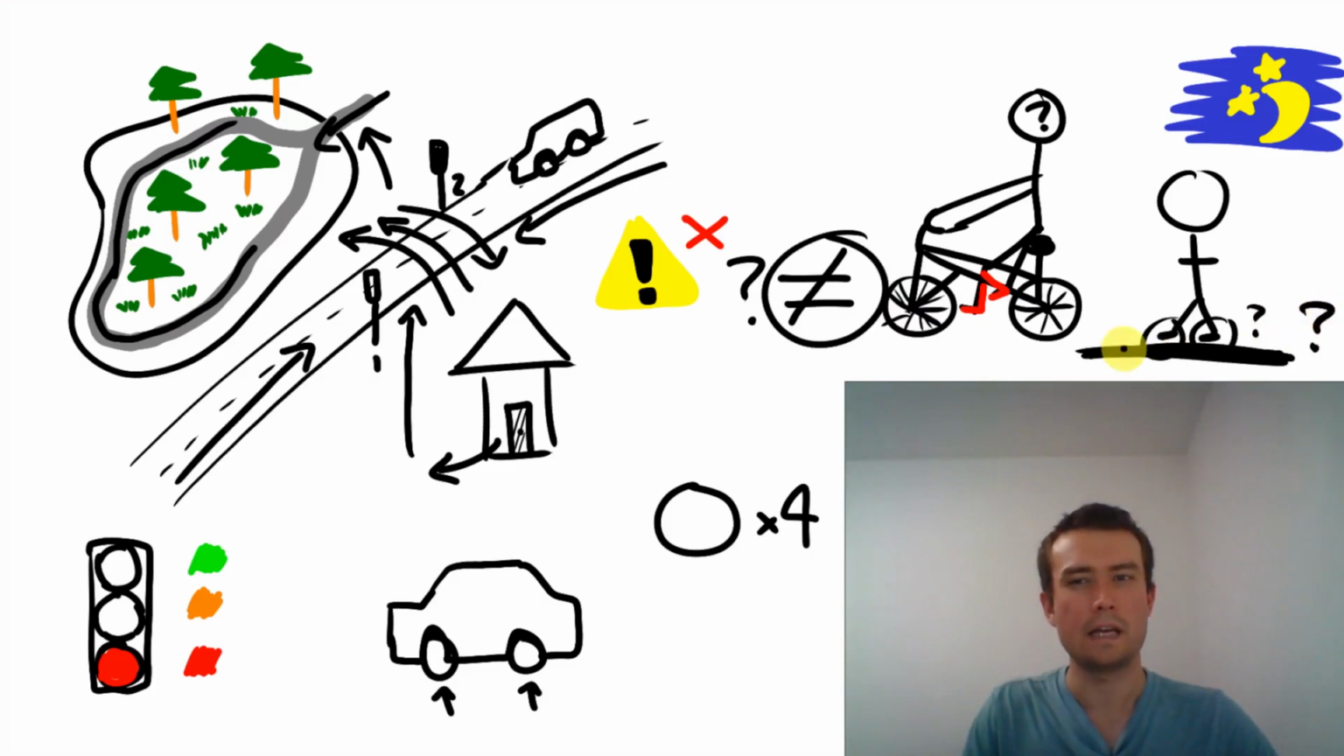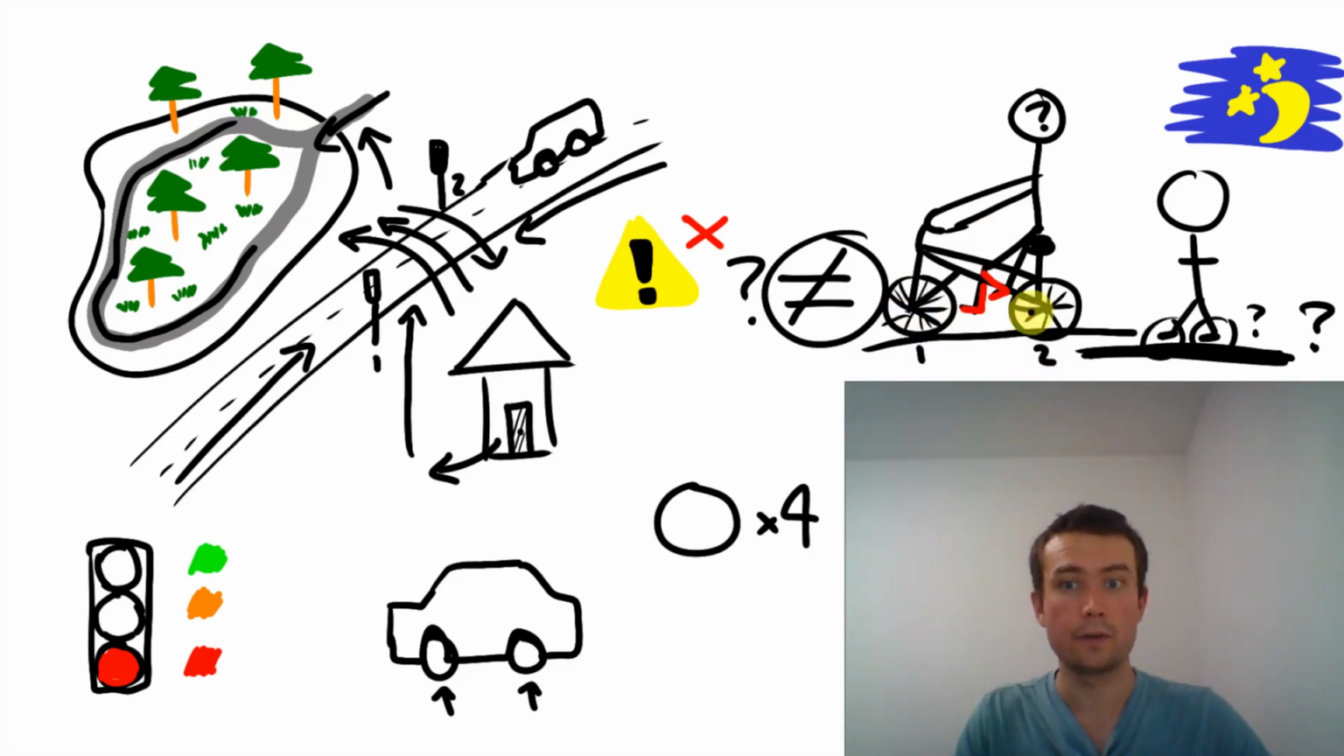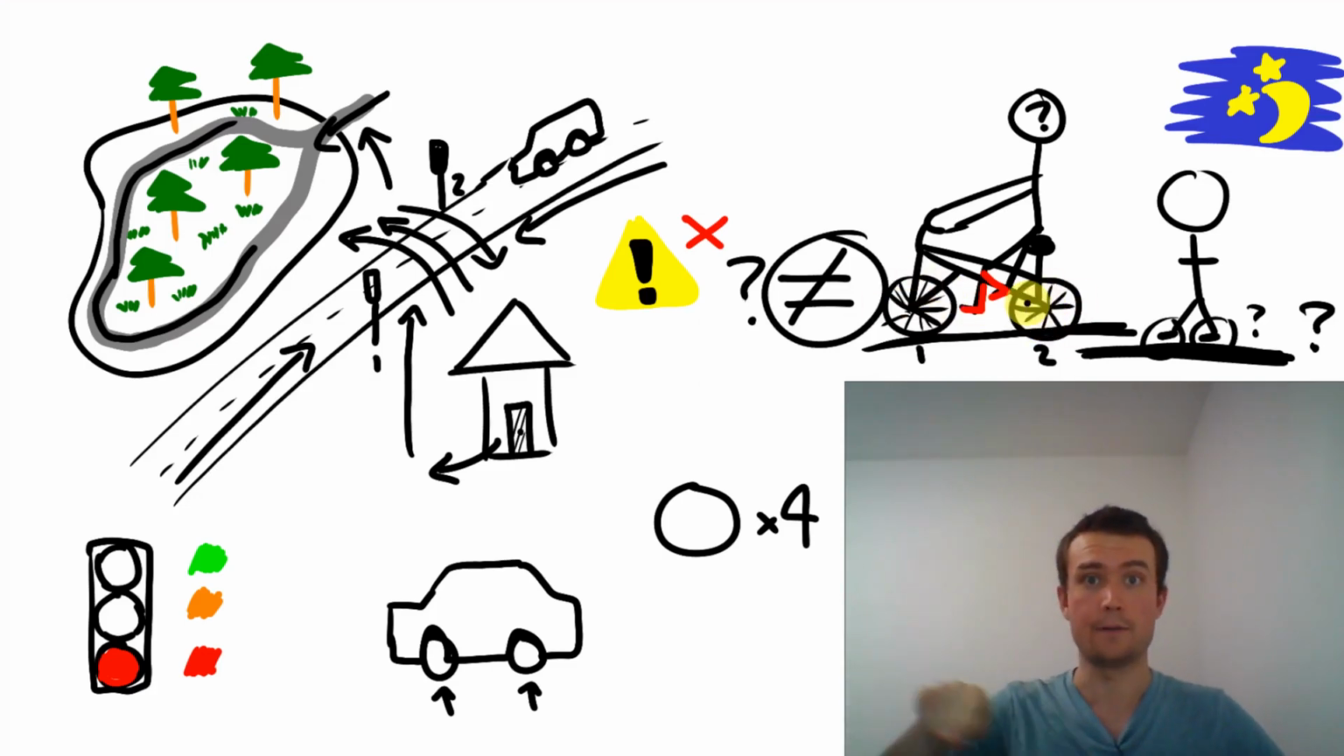What is on the ground? The wheels are on the ground. The bike has two wheels. One, two. What are the wheels doing? The wheels are going round.